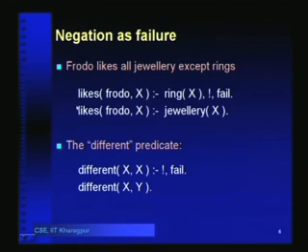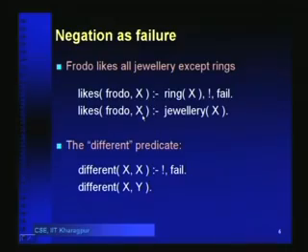So, you are going to try the next rule, and the next rule is going to check whether jewelry X. So, we know it is not a ring, and if it is a jewelry, then it is a jewelry other than a ring, and then Frodo likes it. Now, is that clear?